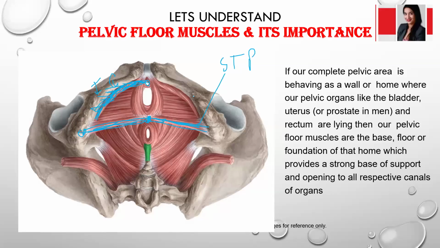Ischiocavernosa, coming from ischium, going to the cavernosa. What is the cavernosa? Sexual organ part. After that, the third muscle is coming from, so this is the one side of ischiocavernosus, same way we have the other side of ischiocavernosus. IC muscle we are calling it.